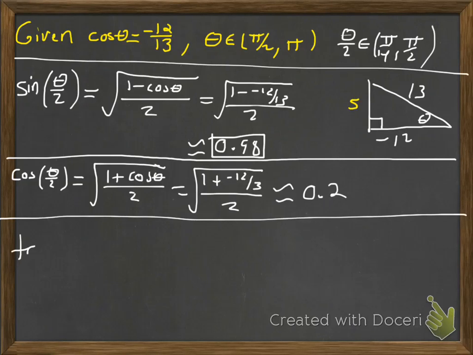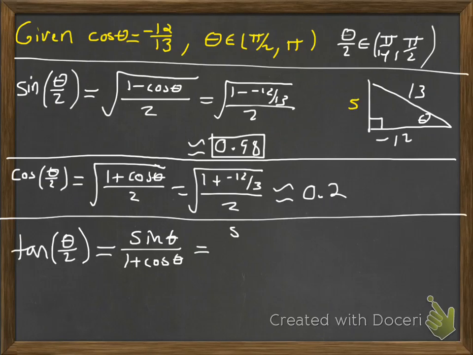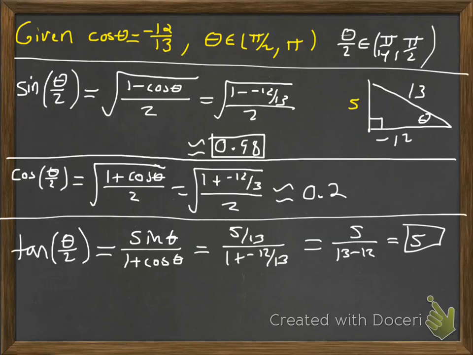Now we'll take a look at the tangent, just so we can say we've done the tangent formula also. Okay, so it's going to be sine of theta over 1 plus cosine of theta. It's going to be 5 over 13 divided by 1 plus negative 12 over 13. Multiply the top and bottom by 13, so that's going to be 5 divided by 13 minus 12. So the tangent will in fact be 5 in this case.